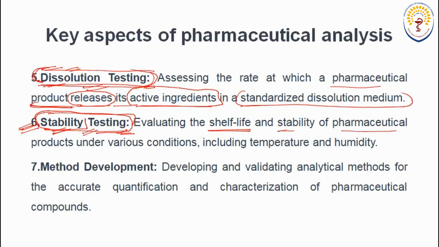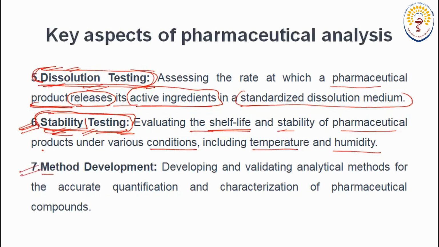So we need to check whether our product is stable or not, and we actually test it under various conditions like temperature changes and humidity changes. We ensure that our product is sufficiently stable under different temperature variations, and that it will be stable throughout the given shelf life.